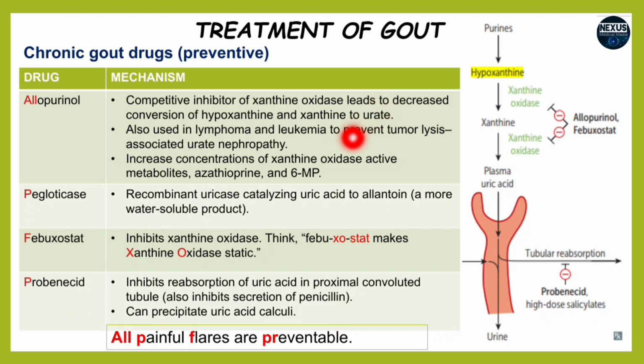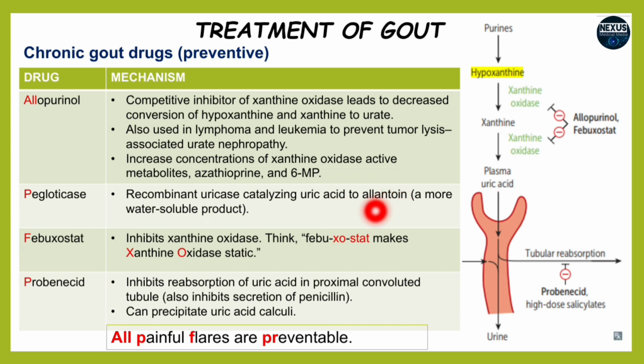Allopurinol is also used in lymphoma and leukemia to prevent tumor lysis, which is associated with urate nephropathy. Allopurinol also increases the concentration of xanthine oxidase metabolized drugs, azathioprine and 6-mercaptopurine. I hope I got it correctly. Right. The next drug is pegloticase. Right. So this is a recombinant uricase catalyzing uric acid to allantoin, a more water-soluble product.